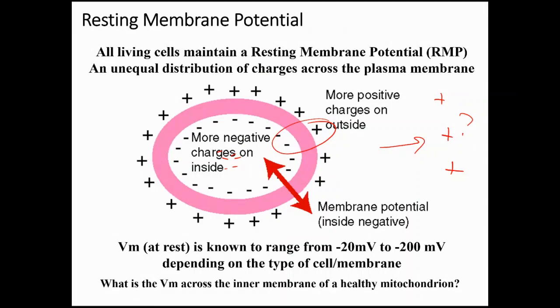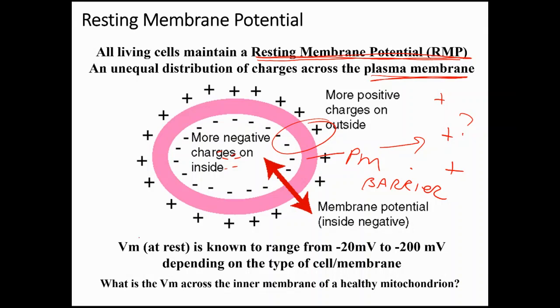And what would this positive and negative charge want to do to each other? They would want to meet and cancel each other out, correct? But they can't meet and cancel each other out because why? Because the plasma membrane is a barrier. So the resting membrane potential of a cell, and all cells have a resting membrane potential, is due to an unequal distribution of charges across the plasma membrane. And living cells actually have to spend energy to maintain this resting membrane potential.